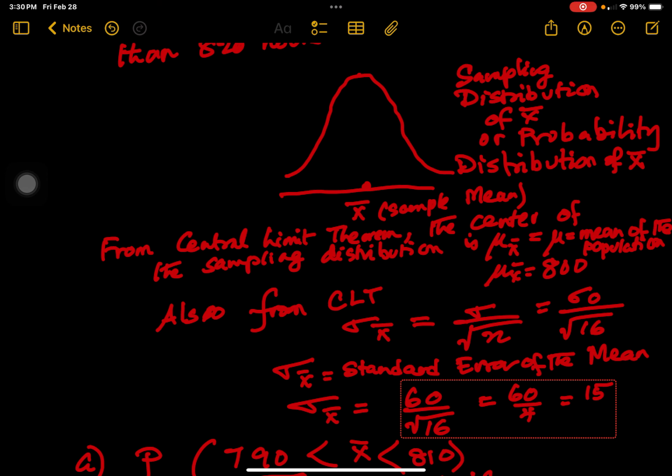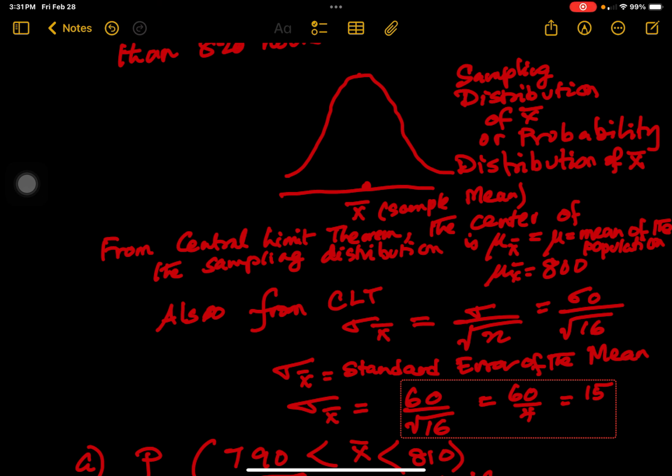Now, we are dealing with the probability distribution of x bar. Hence, we will have to use the central limit theorem, which states that the center or mean of the sampling distribution, mu x bar, is equal to mu, which is the mean of the population, which in this case is 800. So mu x bar is 800.